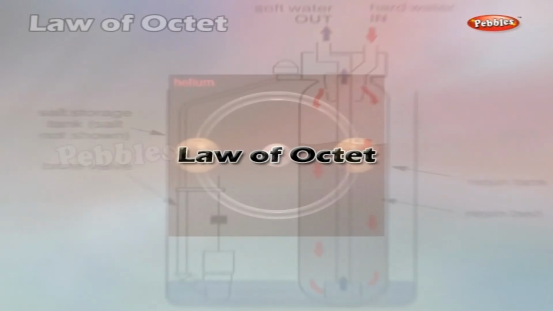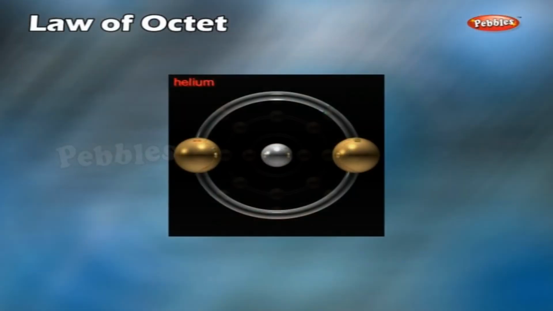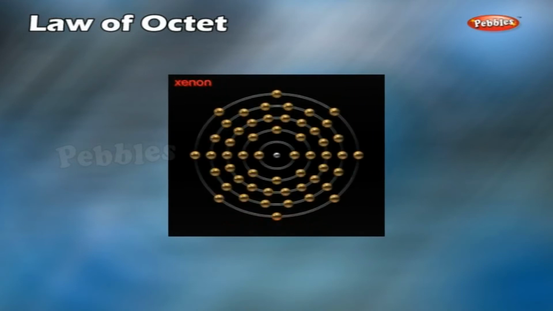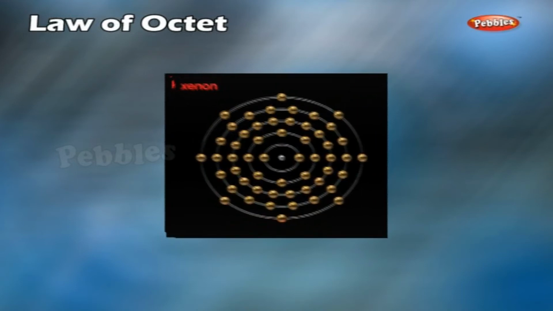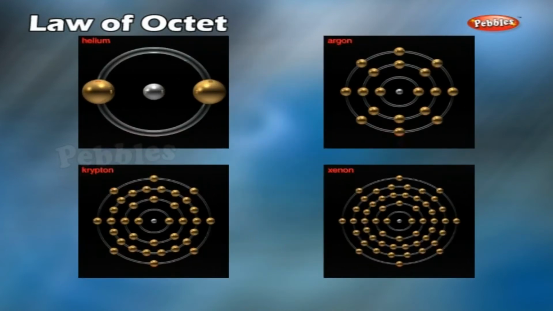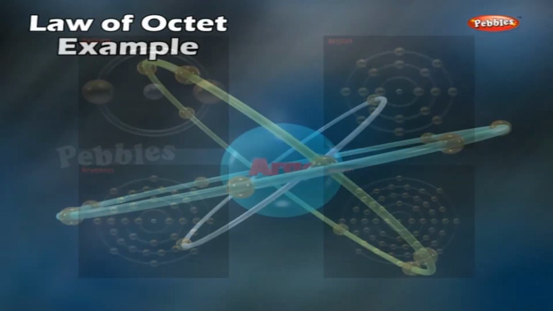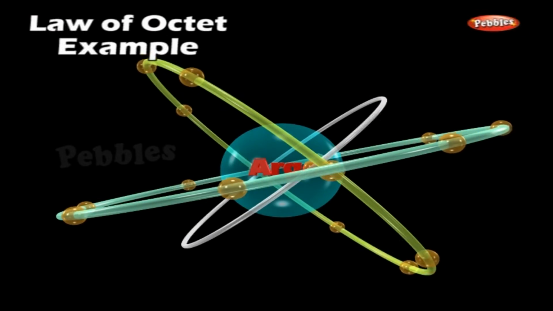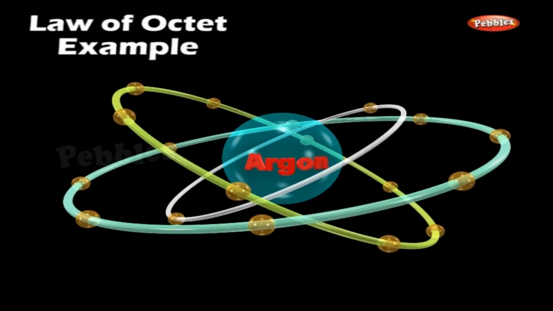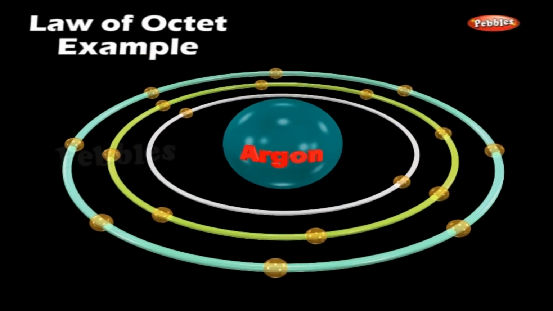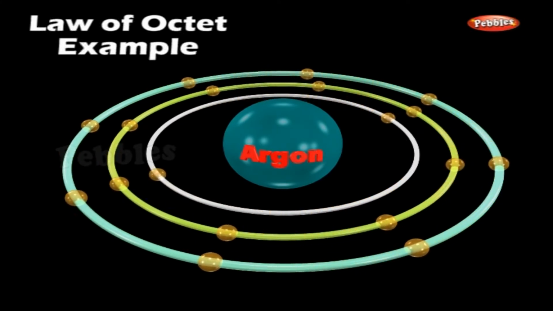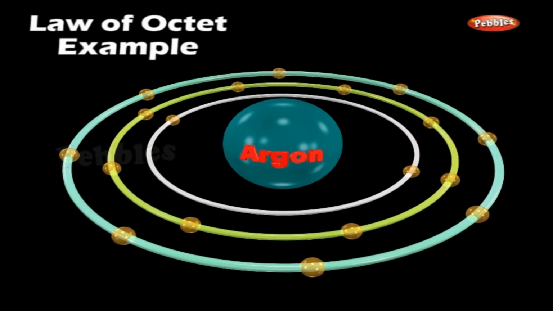Law of octet. Helium, argon, krypton, and xenon, the outermost shell of their atoms except helium, contains 8 electrons. These atoms are much stable. They almost never enter into chemical combination. So, it suggests that the presence of 8 electrons in the outermost shell makes a stable structure.